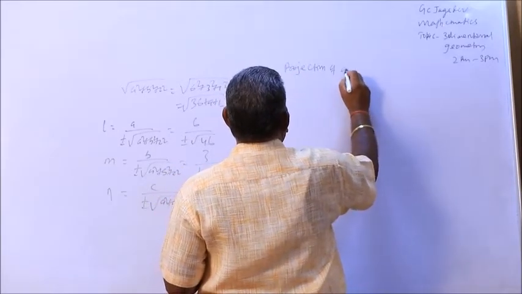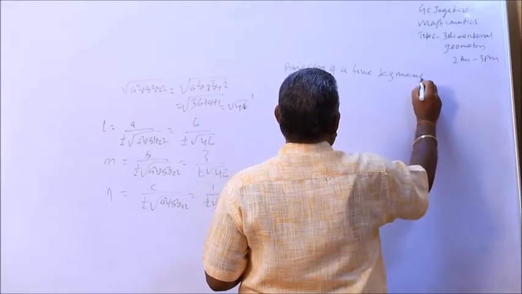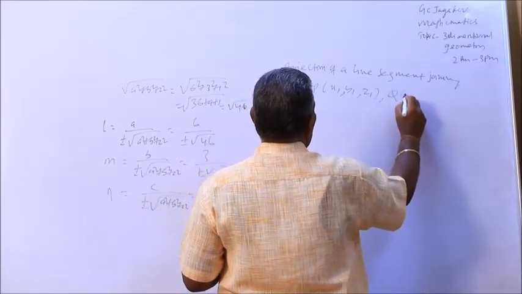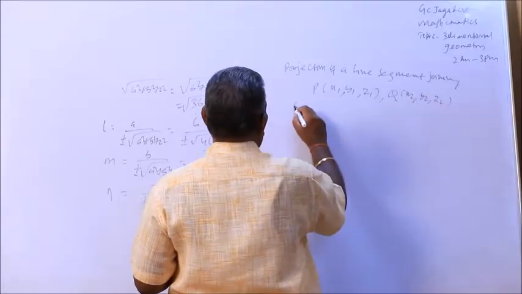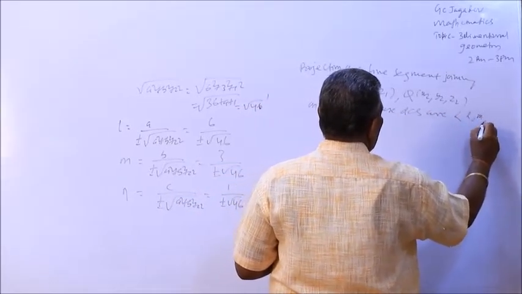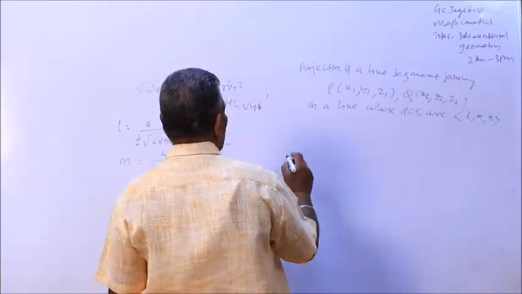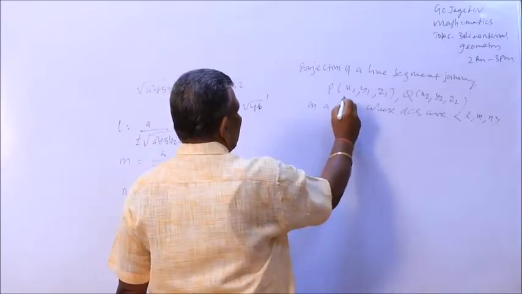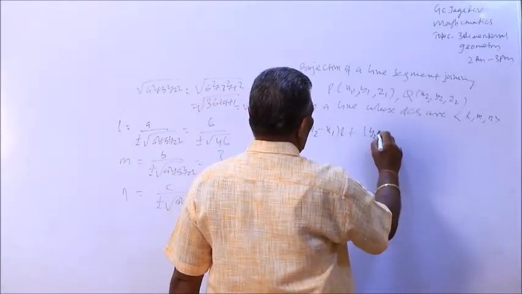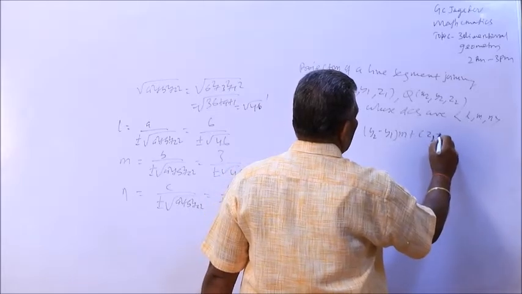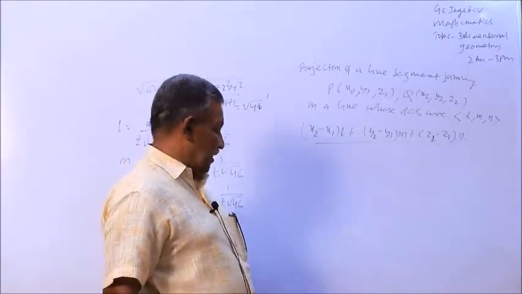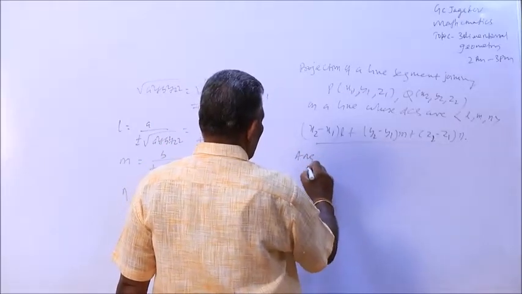Next, projection of a line segment joining P(x1, y1, z1) and Q(x2, y2, z2) on a line whose DCS are L, M, N. In this case, projection is, as I have already told, perpendicular, that means (x2 minus x1) into L, that is your x projection, plus (y2 minus y1) into M, plus (z2 minus z1) into N. Like this you can find the projection of a line joining these 2 points on another line whose DCS are L, M, N.